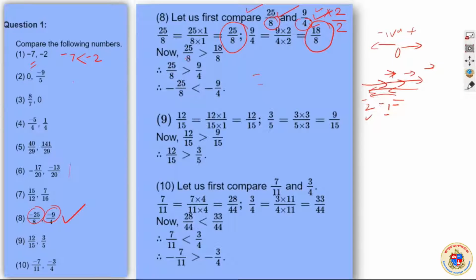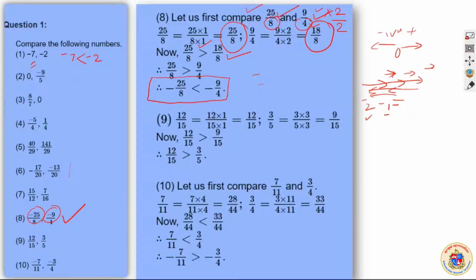In this case, here we are having 25/8 and 18/8 as the numbers. Under normal conditions, 25/8 must be bigger, but as they both are negative numbers, we will write the opposite here. That is what is given here.